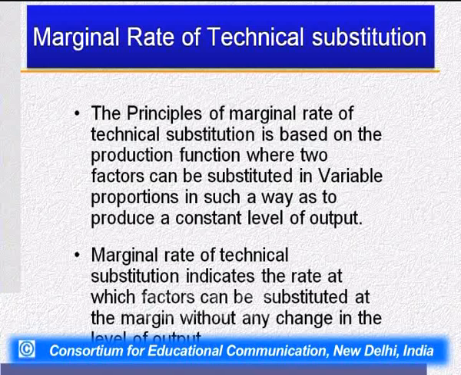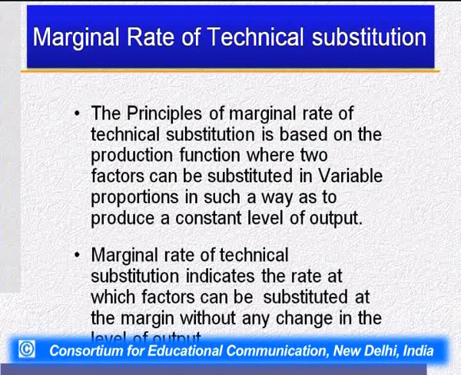where two factors can be substituted in variable proportion in such a way as to produce a constant level of output. At the rate at which, suppose you increase units of labor, then you have to decrease a unit of capital. And what is the rate of the increase or the decrease? So what is the rate? This is the rate called marginal rate of technical substitution.